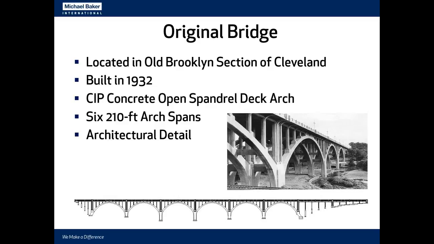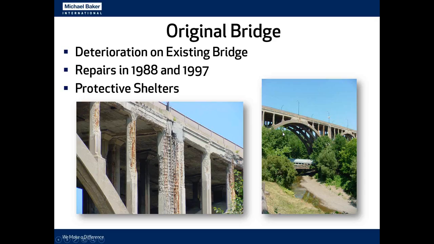The original bridge located at the site was a cast-in-place open spandrel concrete deck arch. It was built in 1932, featured six 210-foot arch spans, and had a lot of architectural detail, as you can see in this photo of the bridge shortly after it was opened to traffic.